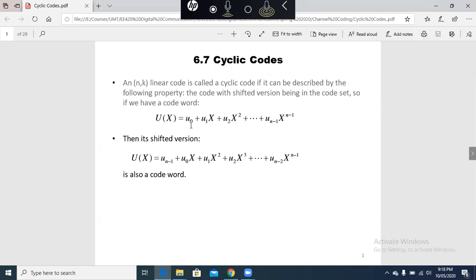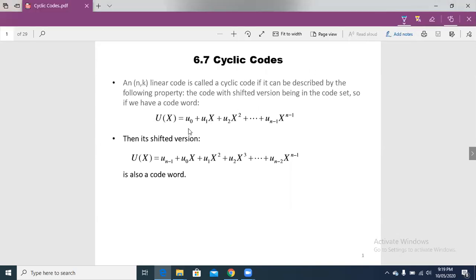For example, we have a polynomial of order n minus 1, and its coefficients represent the code word bits: u0, u1, u2, up to un minus 1. When we shift it, the version we have is un minus 1, u naught, u1, u2, up to un minus 2, which is also a code word. This is in a cyclic manner.